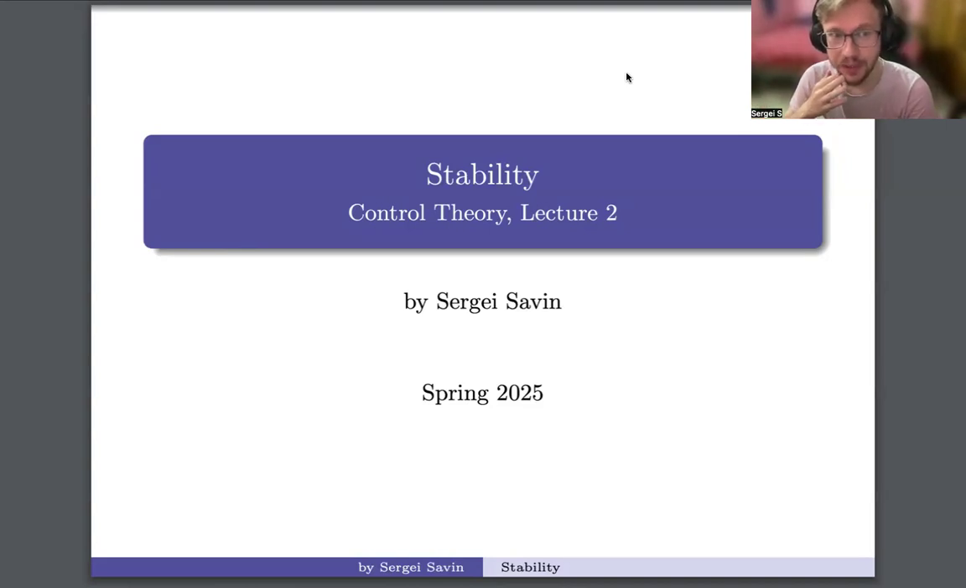namely stability. If previously we saw a little bit what we are going to control, today we are going to see for what reason we are going to control something. So stability.